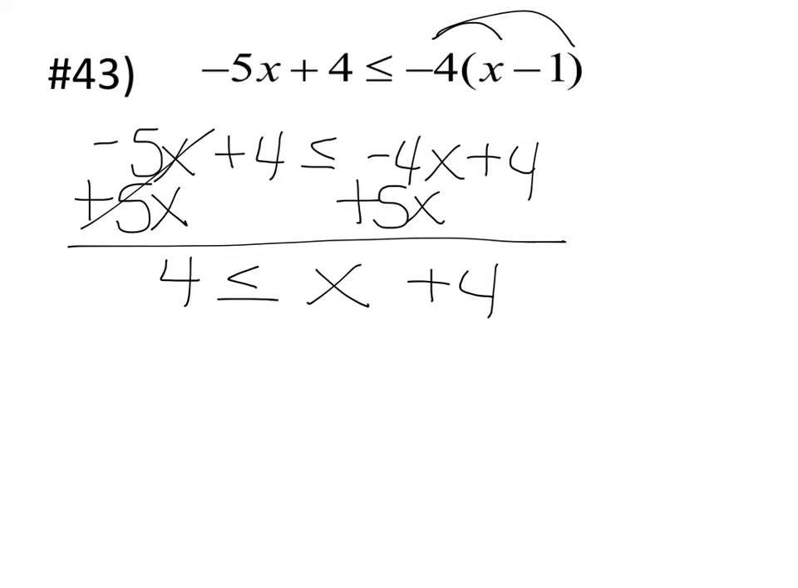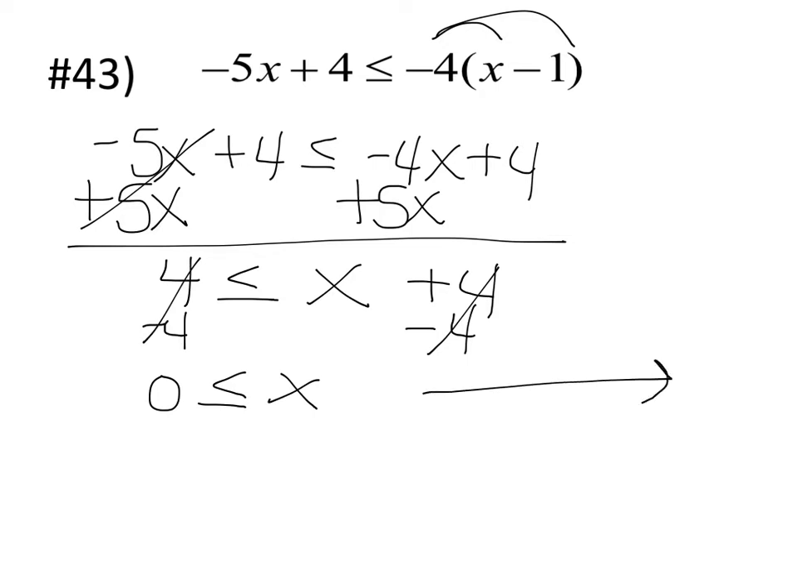Now we're going to go ahead and isolate my variable. So I'm going to subtract 4 from both sides, which gives me 0 is less than or equal to x. Okay, so let's go ahead and graph this. I've got 0, I've got 1, and I've got negative 1. Now again, I'm a flipper, so the mouth this time is open towards my x. So I'm going to put x here. I'm going to open the mouth up towards it. It's going to be a closed circle on my 0.